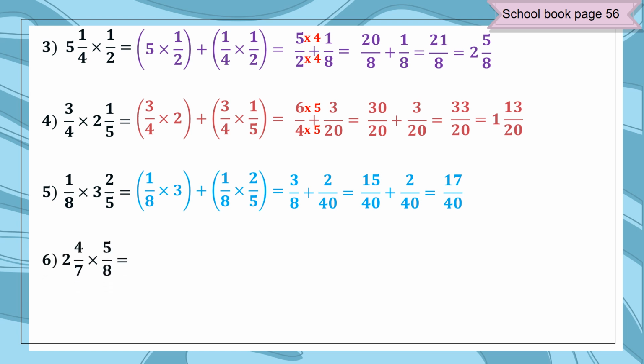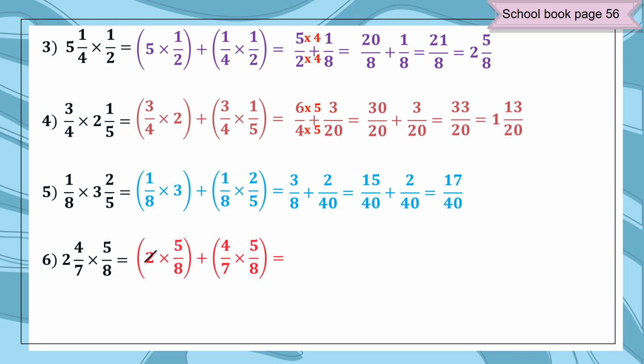Number 6, 2 and 4 over 7 times 5 over 8 equals 2 times 5 over 8 plus 4 over 7 times 5 over 8. The first bracket will be 2 times 5 equals 10 over 8 plus the second bracket will be 20 over 56. But here I need to simplify before multiplying.